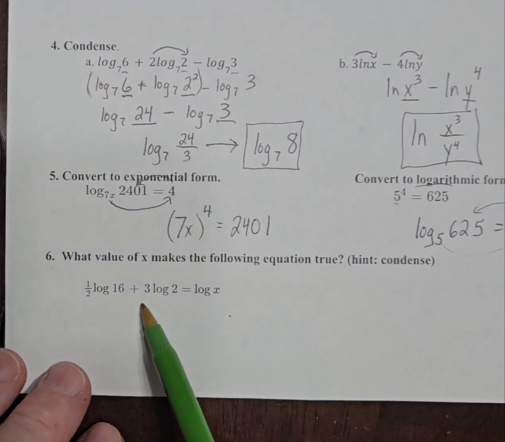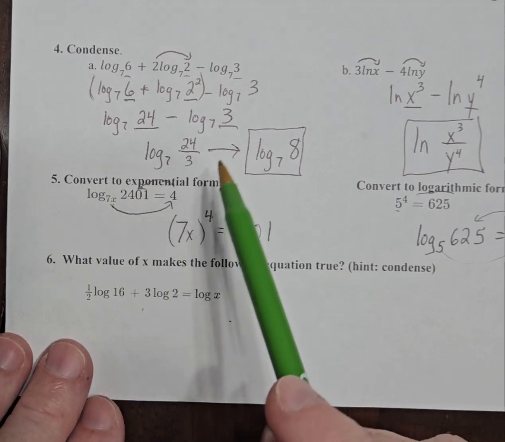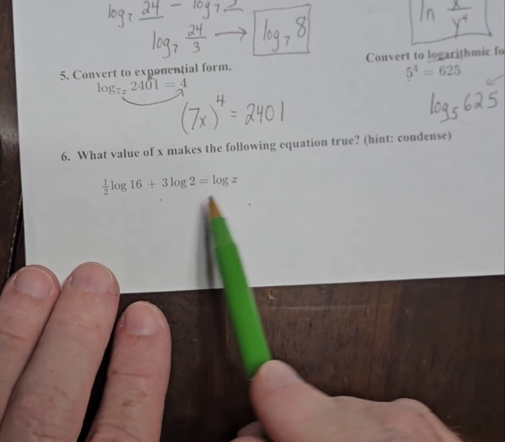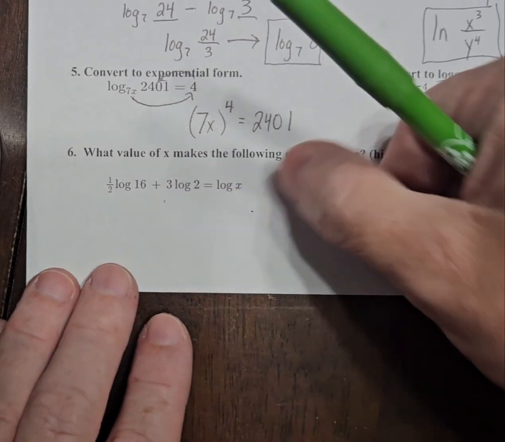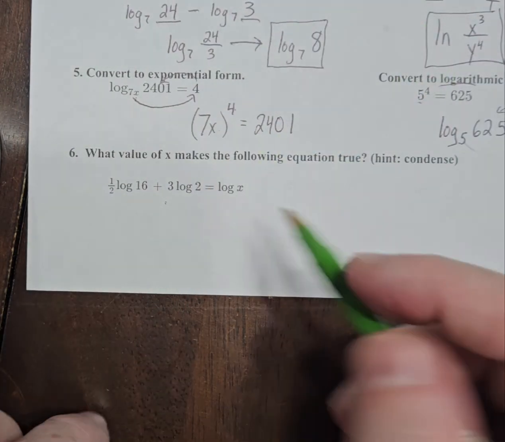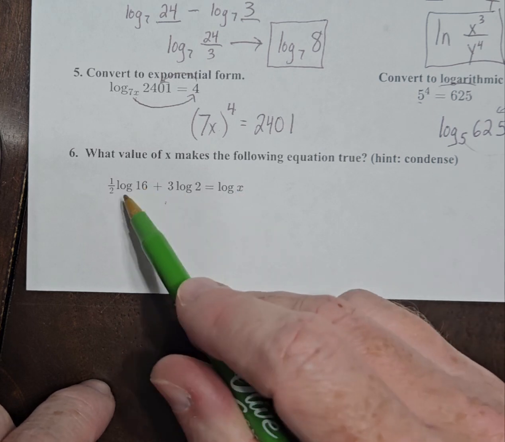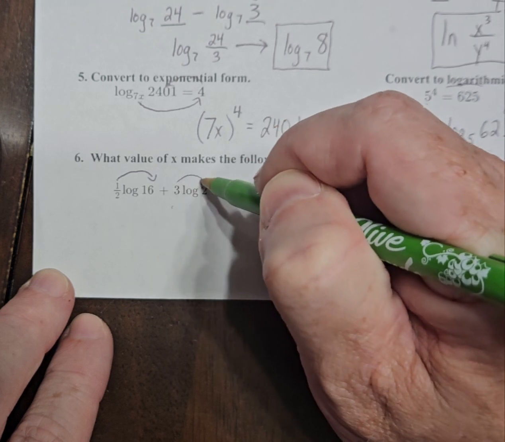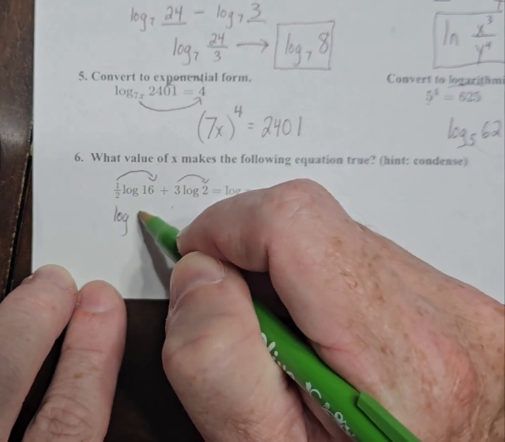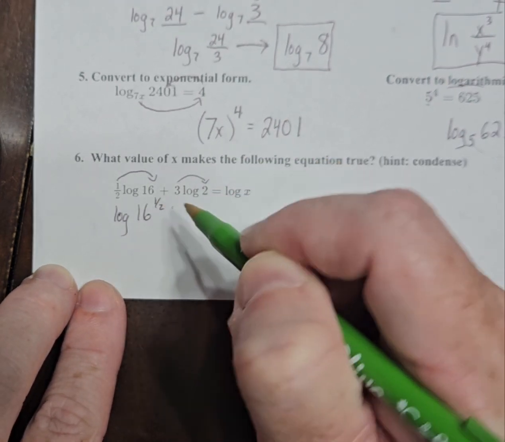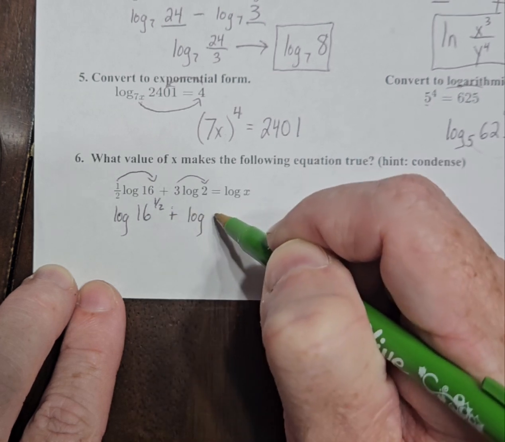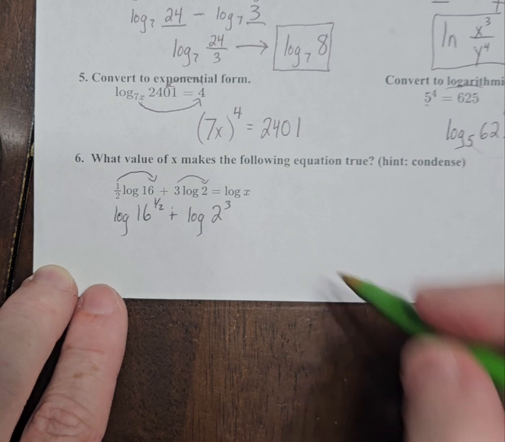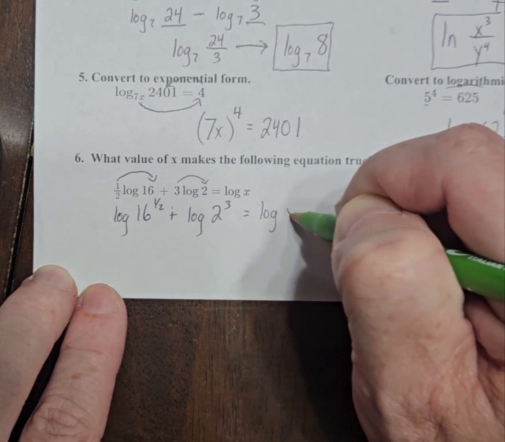Okay, so now this is going to fall in line with essentially this up here. Okay, we need to condense. Ignore the right side for now. Just focus on the left side. We're going to solve for x, but by condensing this, we'll get there. So again, start with those exponents. We have log 16 raised up to the 1/2 plus log 2 raised to the 3rd power. And that, of course, is equal to log x.